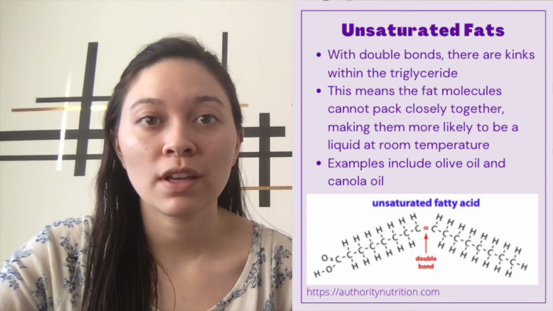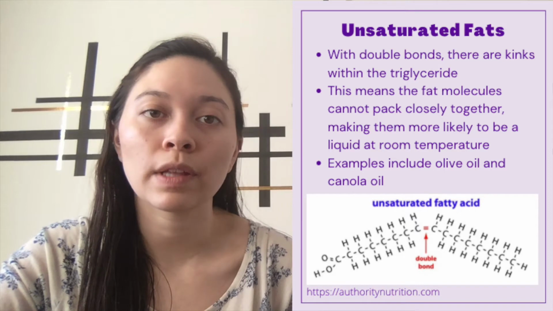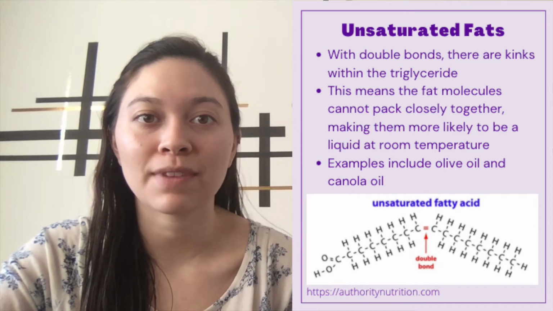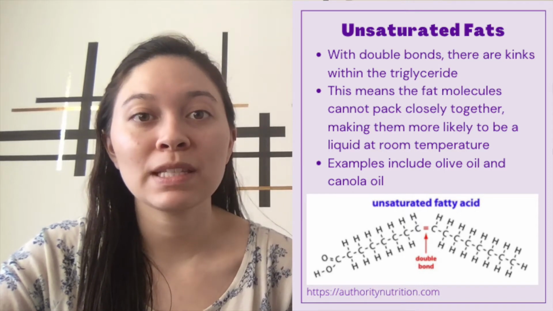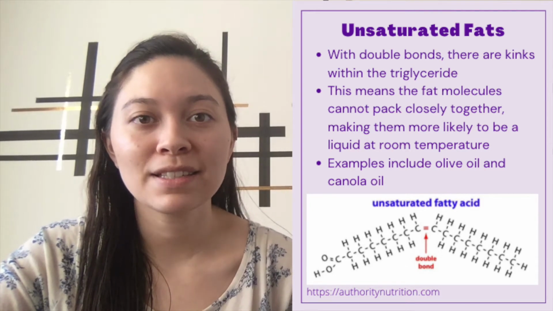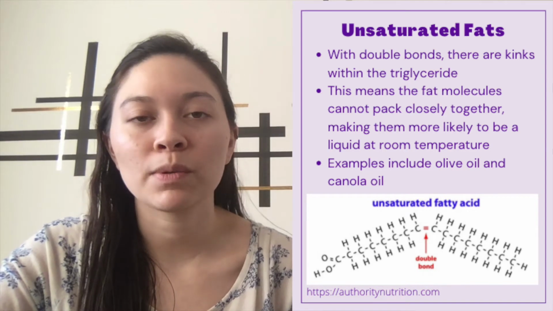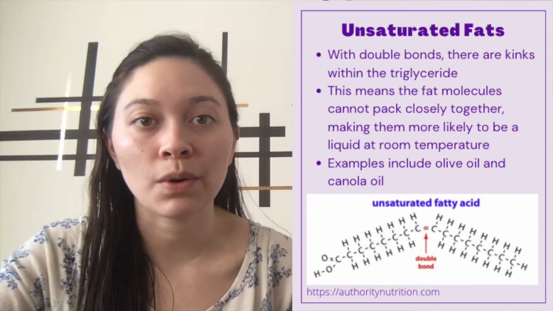Now with that change in configuration, we'll see that the fatty acid is no longer able to nestle really close next to other molecules of fatty acid, meaning they're going to have to be spread a little bit further apart, which is why we see that unsaturated fatty acids are more likely to be liquid at room temperature. And an example of that would be something like olive oil or canola oil.